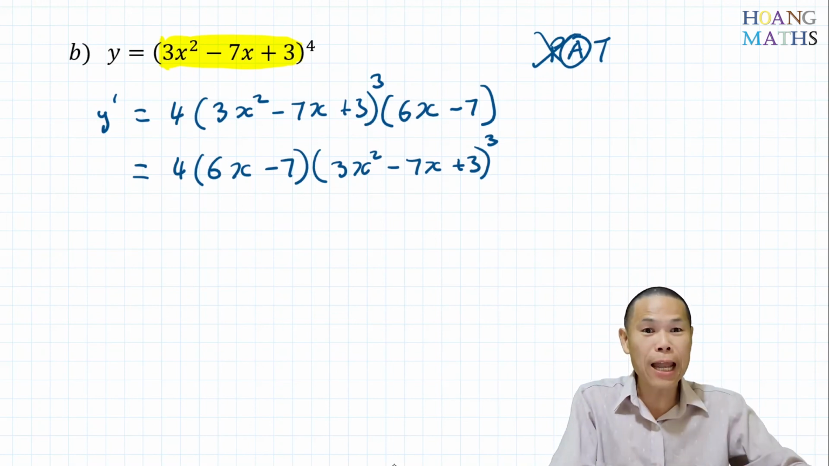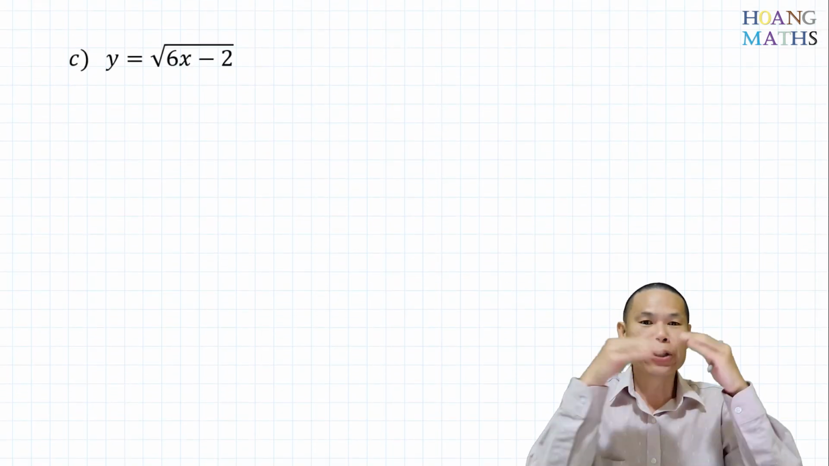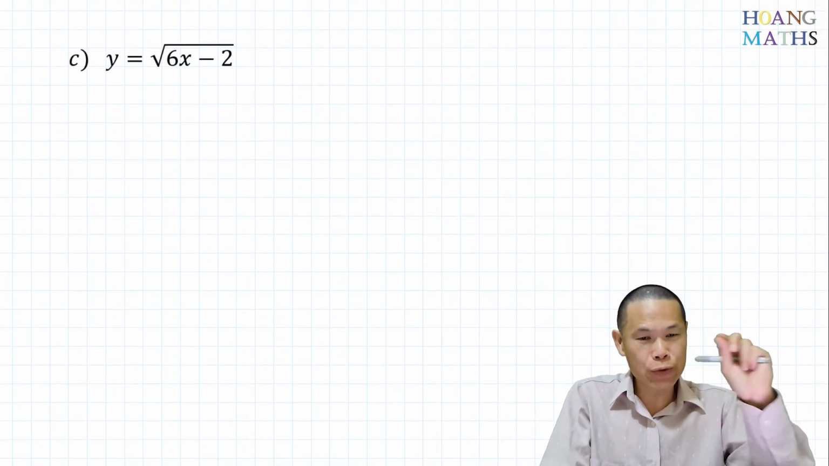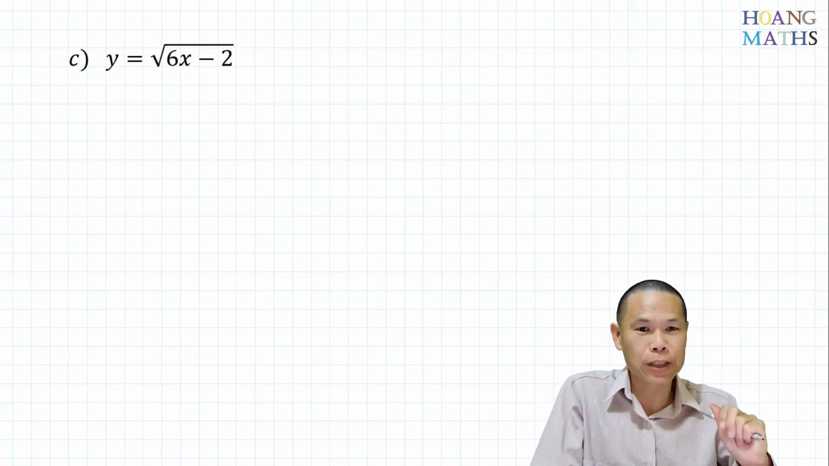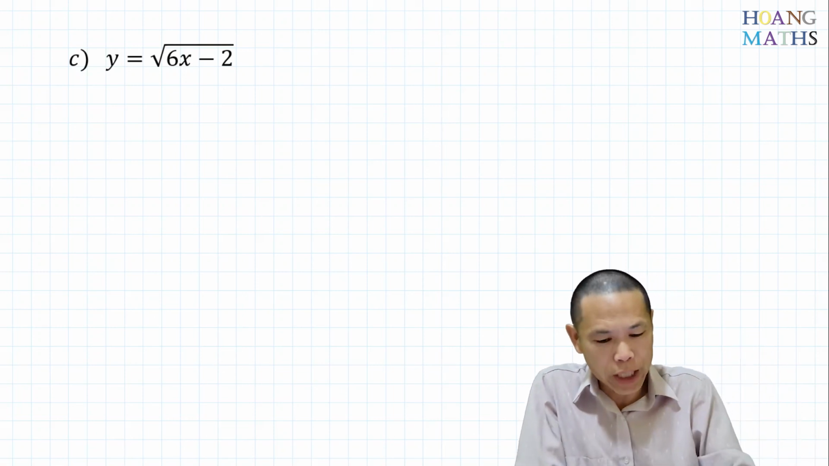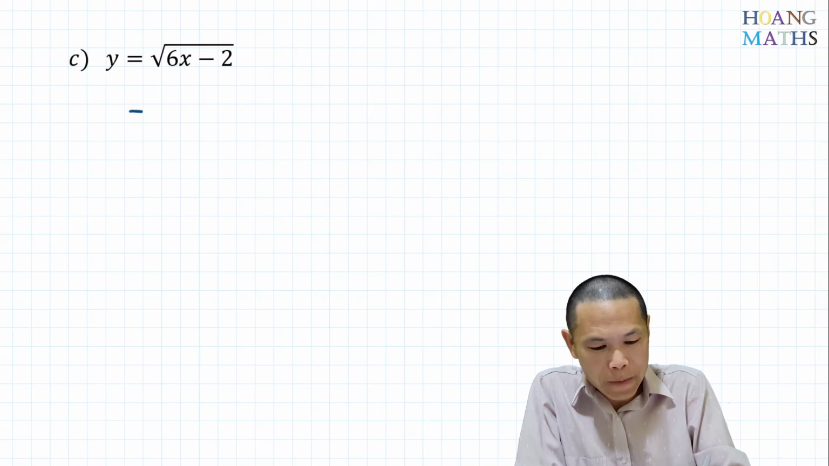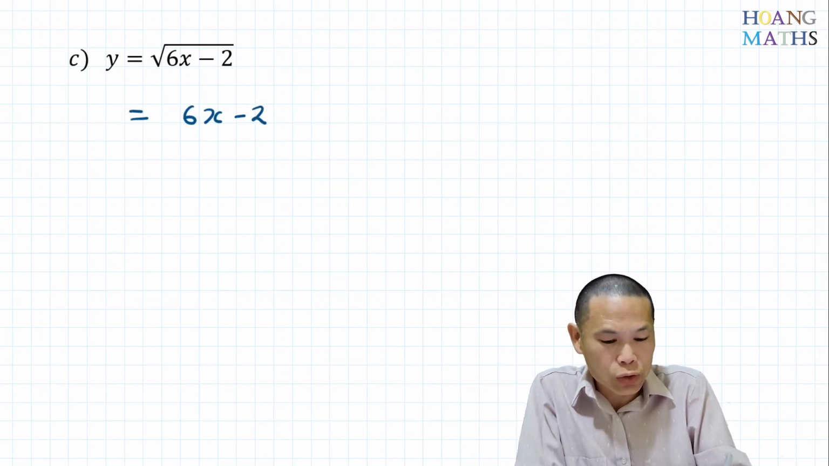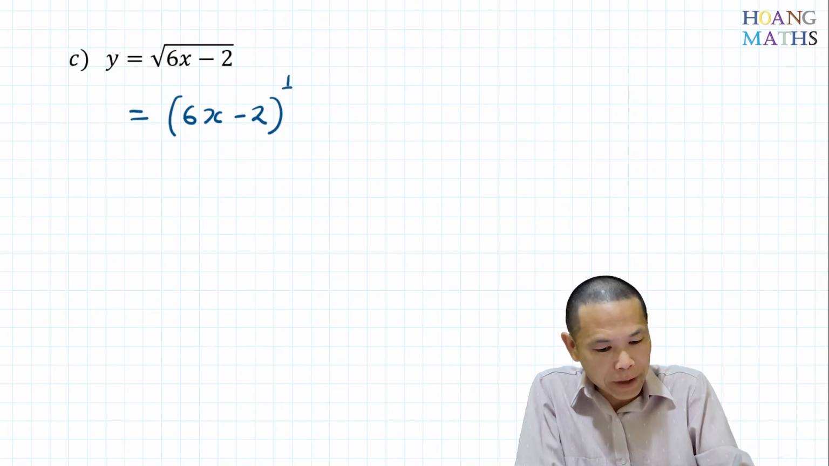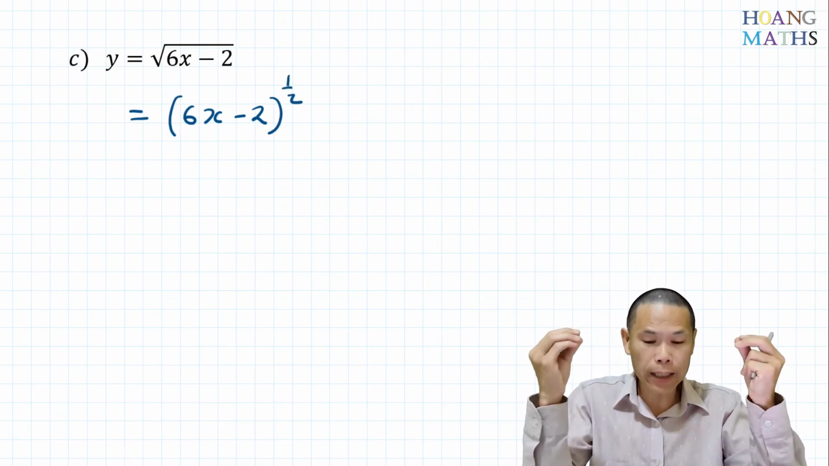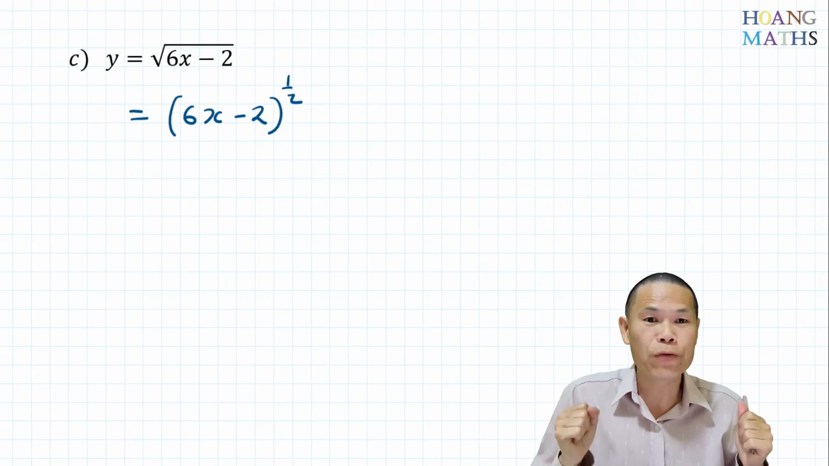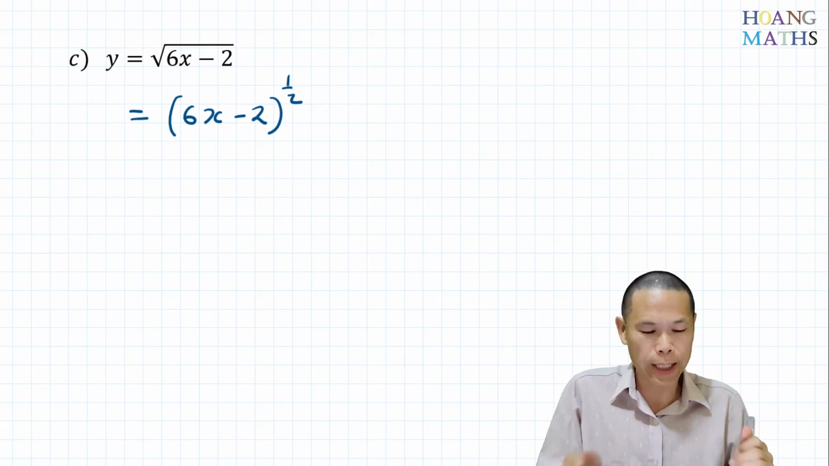Fantastic. Let's move on to the last one. Again, we need to write in fractional index first, before we can even differentiate. Let me just write it out. That is equal to 6x minus 2, to the power of a half. I haven't done anything, I just write it in fractional form first. It helps me to differentiate.